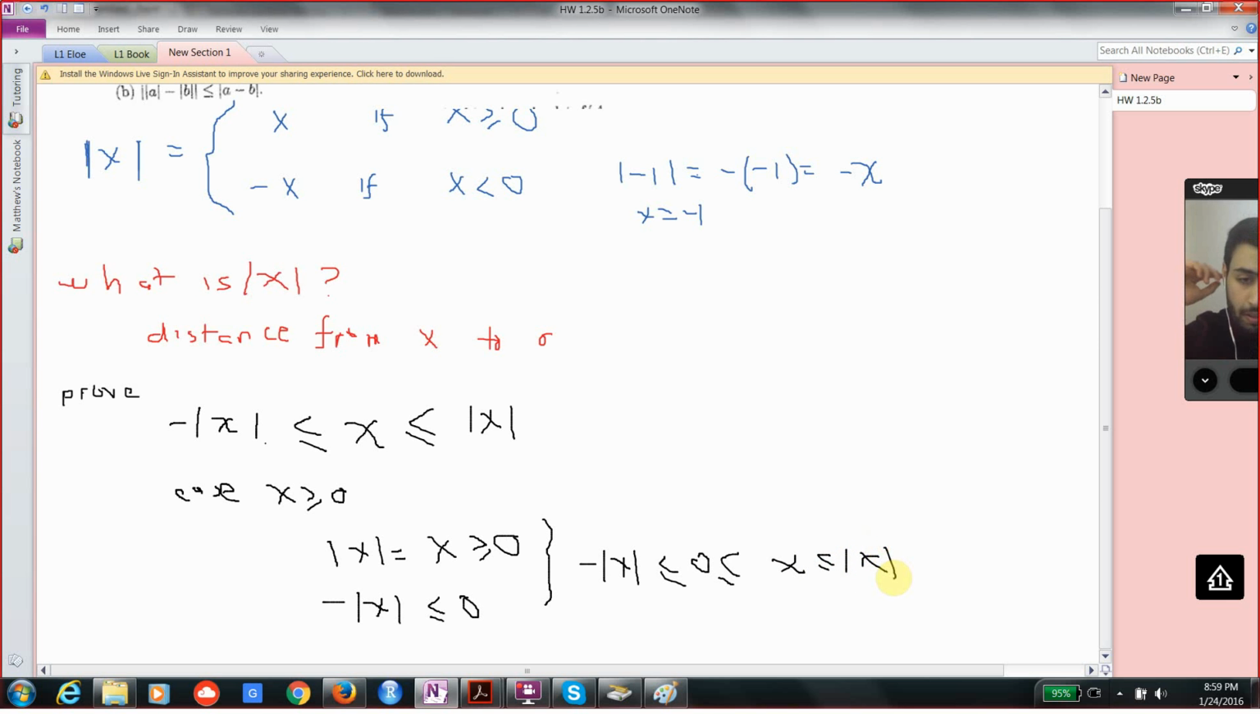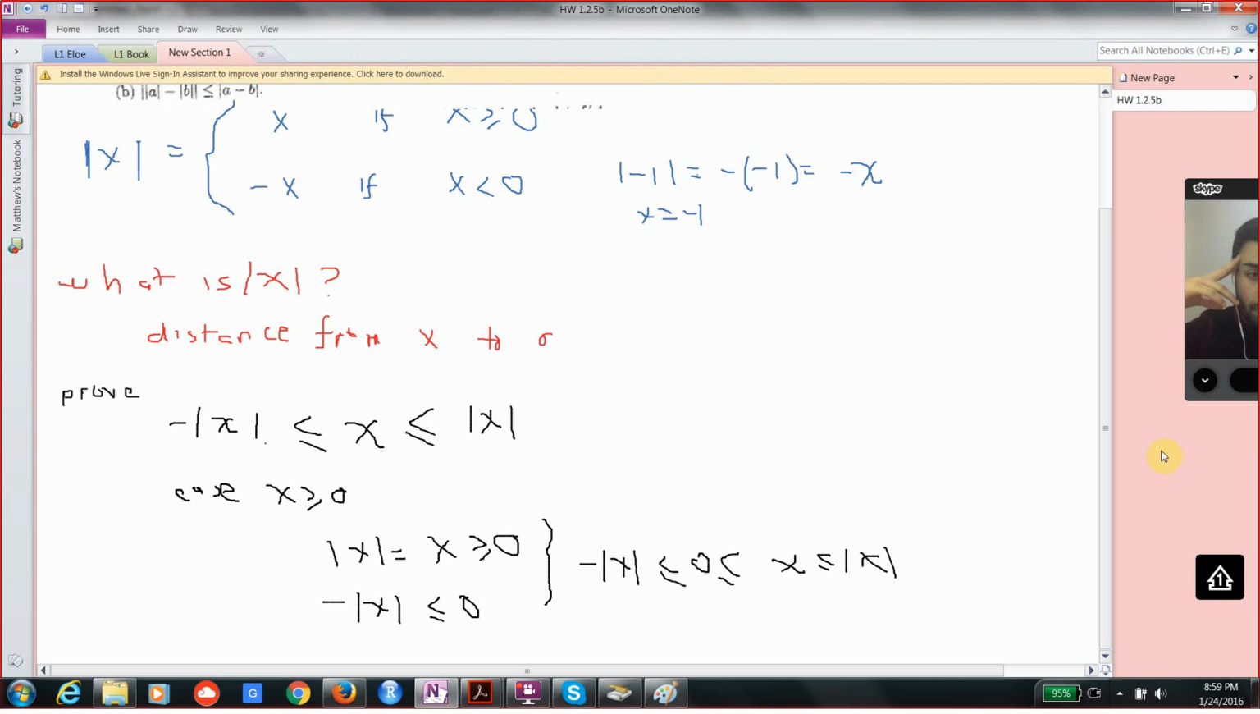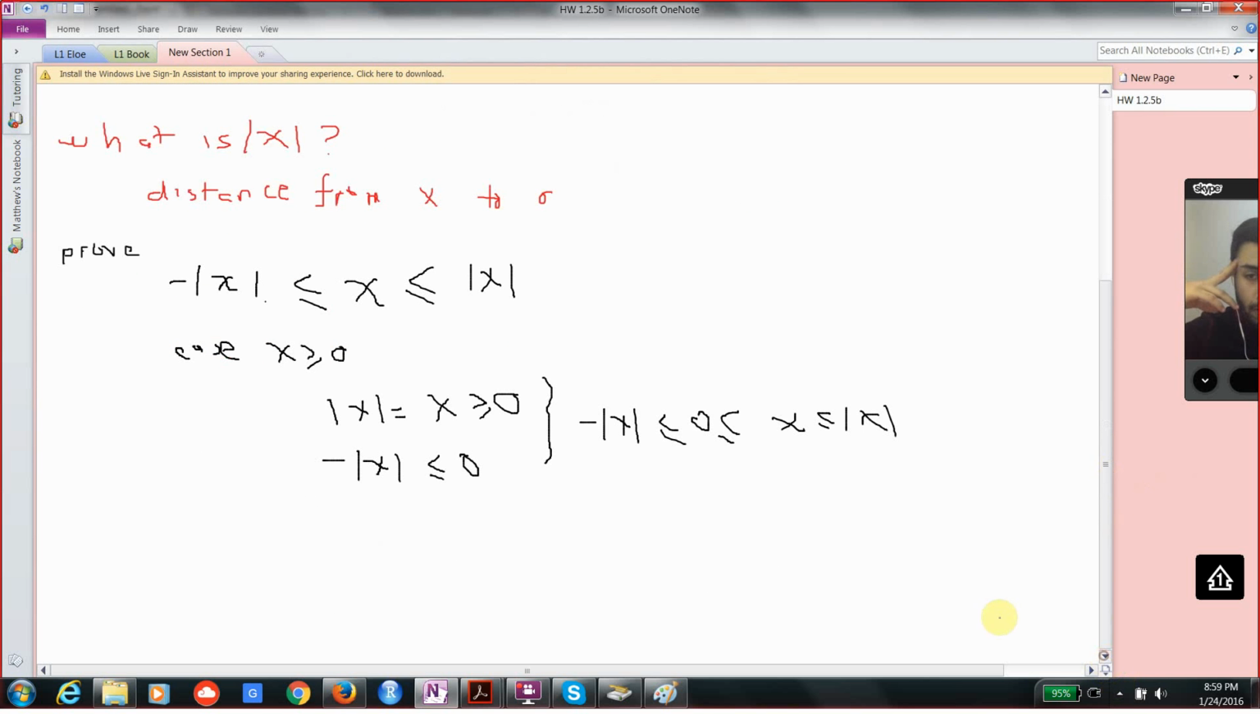Okay? And I'm going to leave the other case for you to show. You can do this as an exercise. You can do the other case now, and I claim you'll find the same thing.